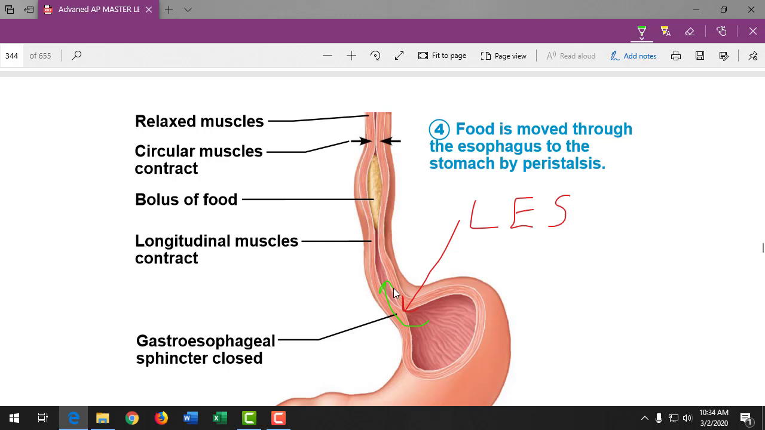So, do you not have that slide? Oh, weird.